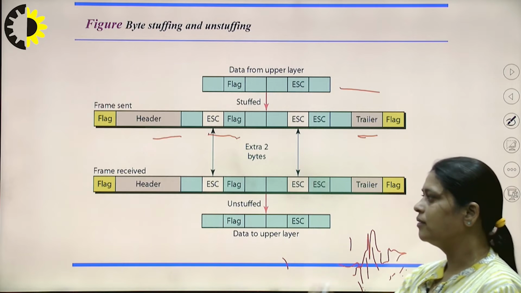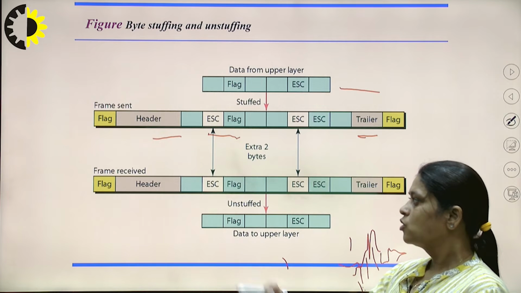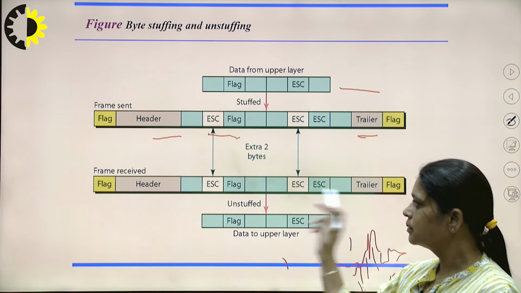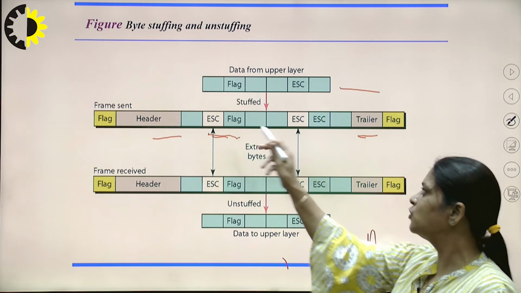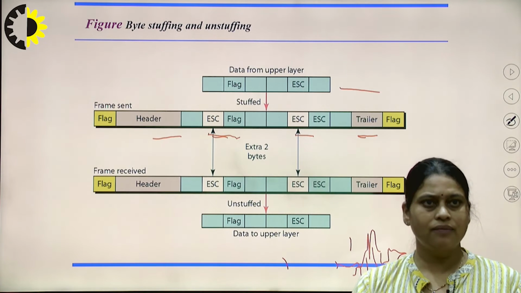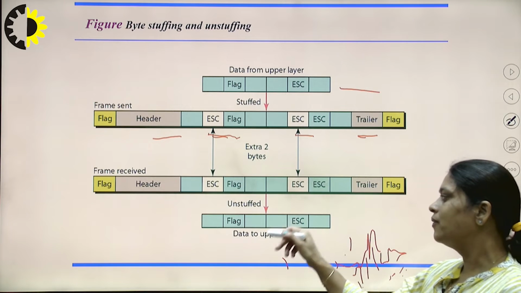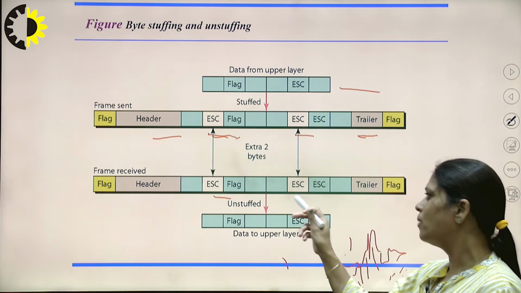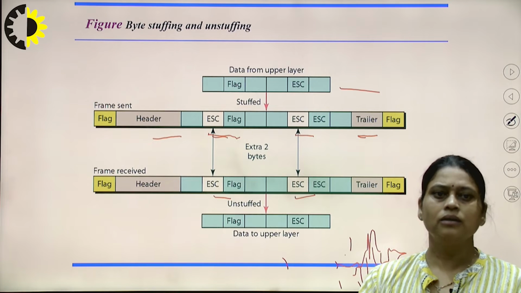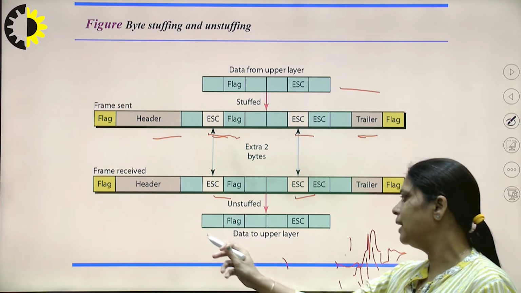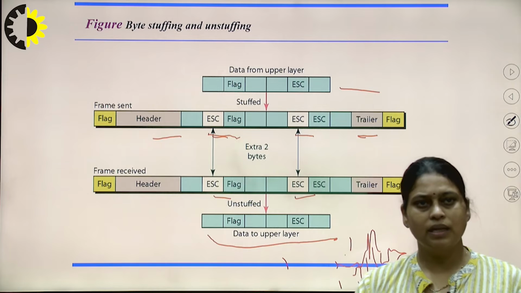These are 2 extra bytes which we have added to the header format of the frame. When this frame is received by the receiver, the same format, the same header, will be received by the receiver. Now, the 2 bytes which we have stuffed at the sender side will first be unstuffed, and after that the data will be received by the receiver. So this is completely unstuffed data which is received by the data link layer.